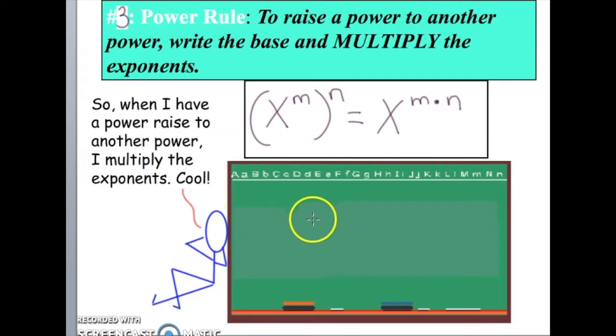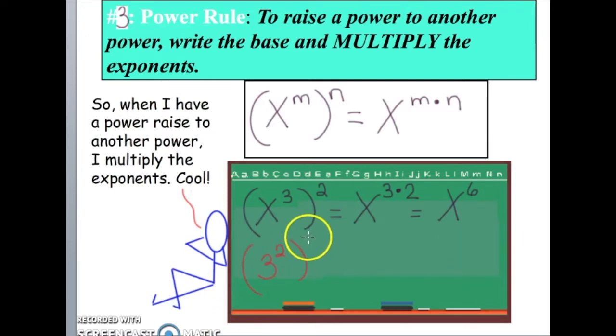So let's see what it looks like applying the rule. Our first example, x to the third power raised to the 2nd power. So we're going to keep that base and multiply the exponents, 3 times 2. This is going to equal x to the 3 times 2, which is x to the 6th power. Did that make sense? All right, let's try another one.